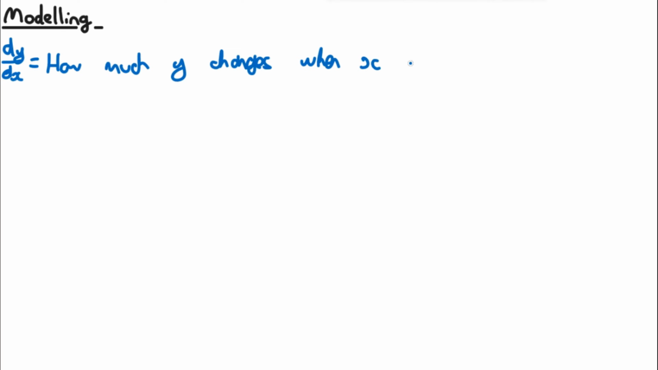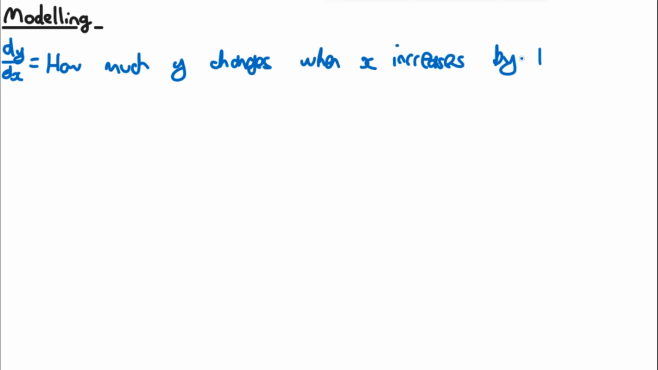First of all, we've talked a lot about dy over dx being the gradient. Of course, that's what it is. But the more technical definition of dy over dx is how much y changes when x increases by 1. Now, of course, the variables might not always be y and x.